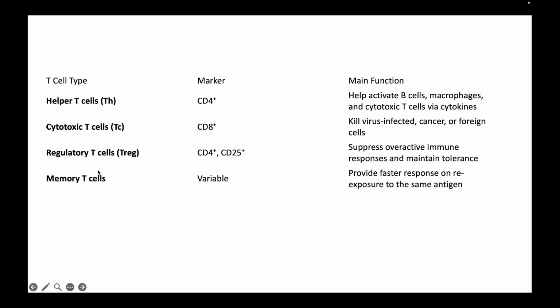Then there are regulatory T cells, Treg, CD4 positive, CD25 positive. They suppress the overactive immune response and maintain tolerance. They help in tolerating the self-reactive response, so they help in suppressing autoimmunity basically. Then there are memory T cells. These have variable markers, and they provide a faster response on re-exposure to the same antigen.